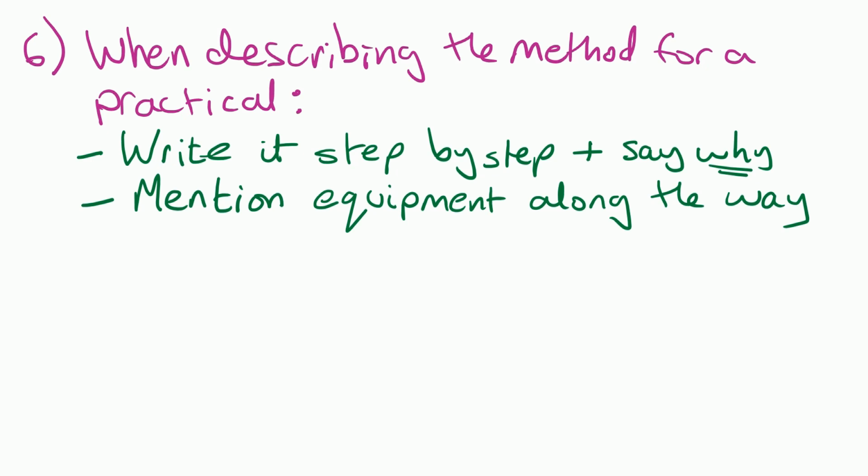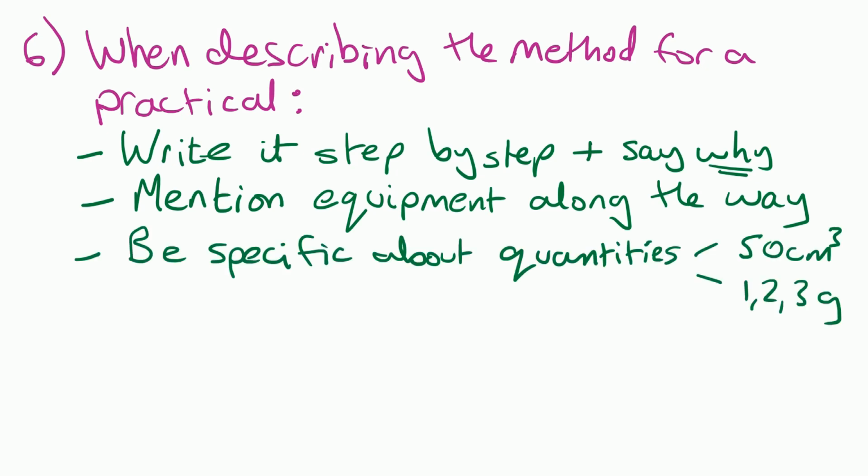Be specific about quantities. Try not to use the word amount. If we're talking about liquids, then it would be a volume. If we're talking about solids, usually it's the mass of a solid. So sensible amounts would be 50 centimeters cubed, anywhere up to 100 really, because that's what a measuring cylinder measures. And sensible quantities of a powder that you might be using or a solid would be 1, 2, 3 grams, for example. At the end, don't forget to mention your variables.